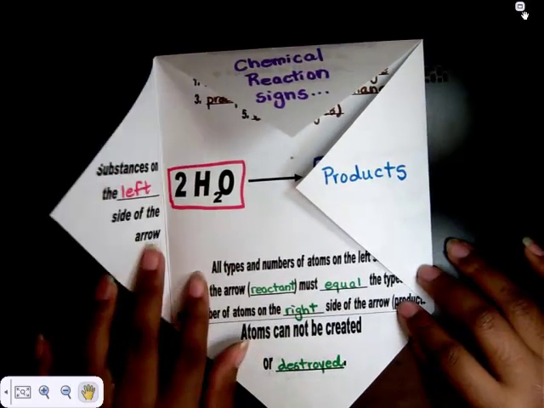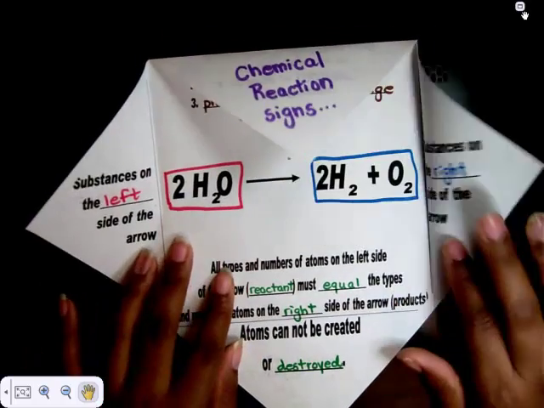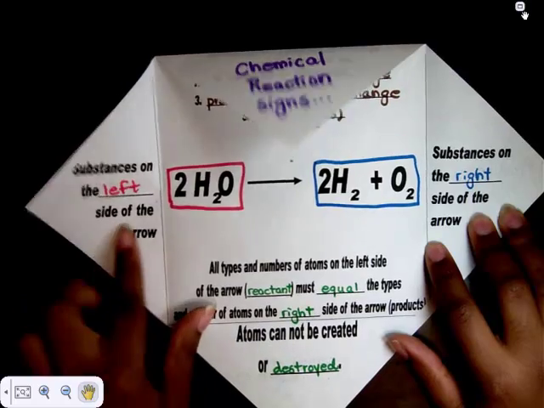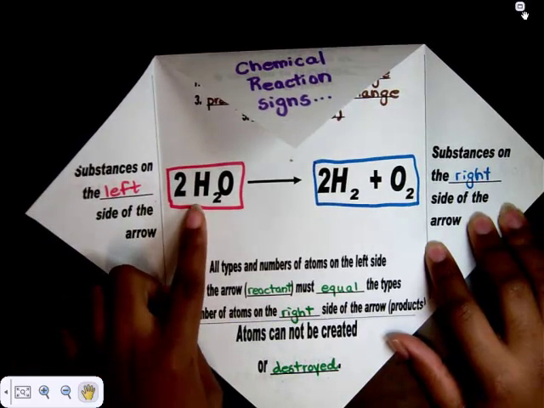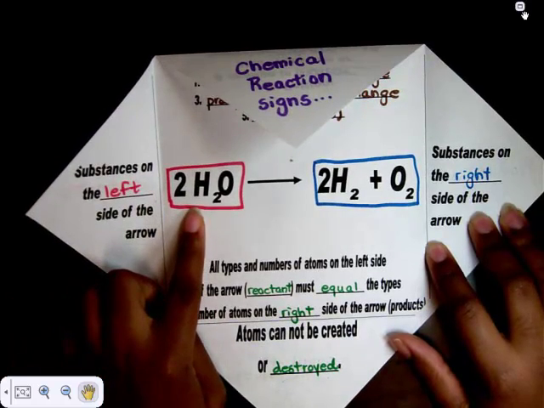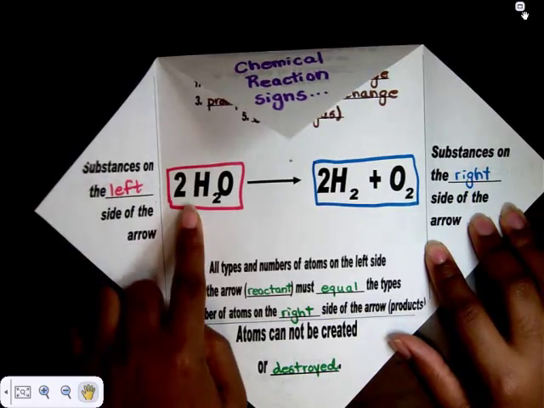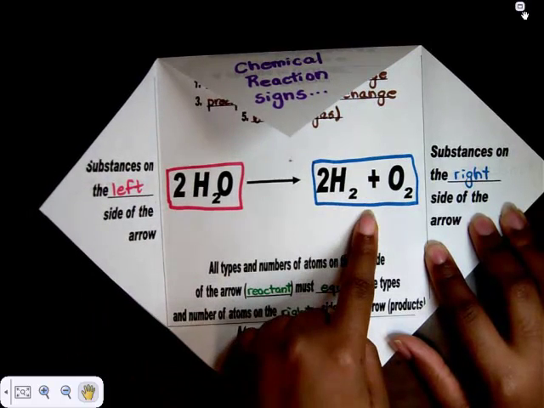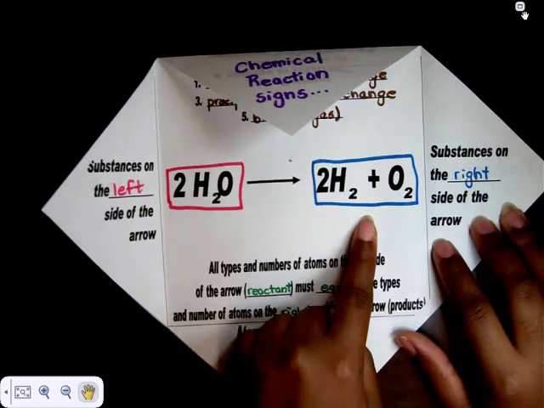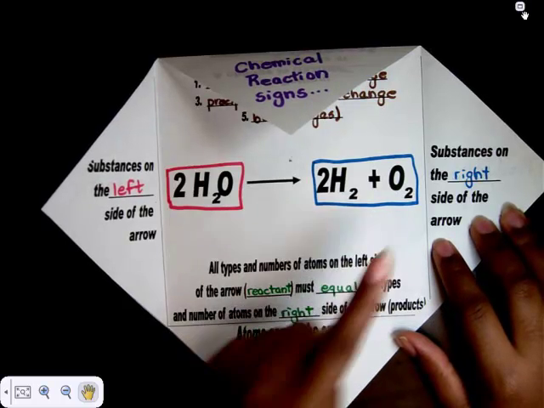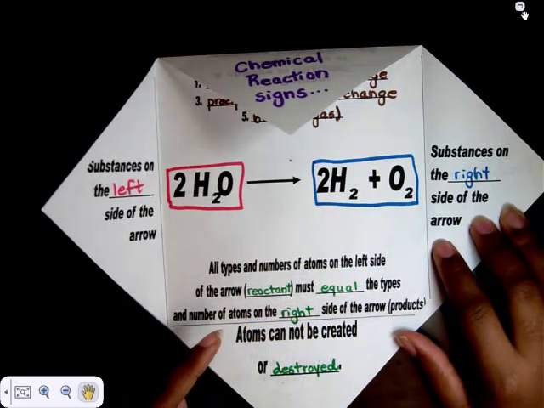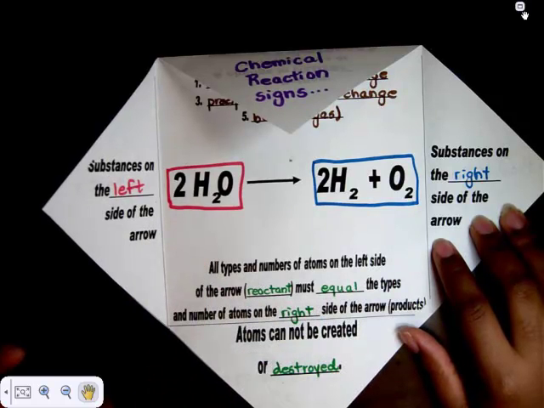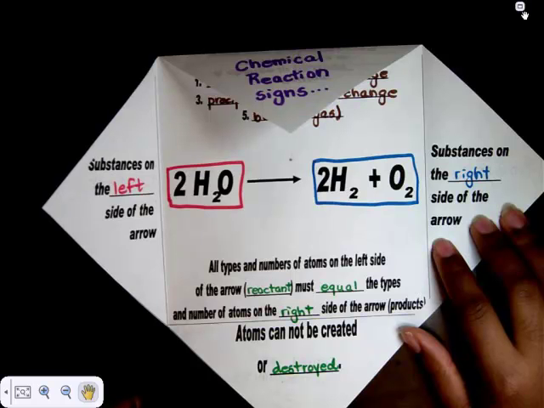So when we look at a chemical equation, the substances that are on the left side of the arrow are called reactants. These are the things that are going to react to form a product, which is found on the right side of the arrow. And this down here tells you that the numbers of each element on both sides should be equal, because atoms cannot be created or destroyed.